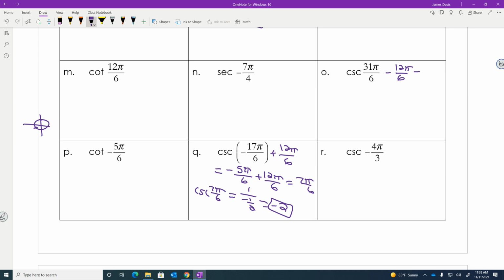19. 19 pi over 6. Not good yet, right? So let's do it again. 19 pi over 6 minus 12 pi over 6. Then we get 7 pi over 6, right? 19 minus 12 is 7. So now we can do the cosecant. And if you actually look, it's exactly the same as this one. Let's see what's on 5 or 6. We just did.